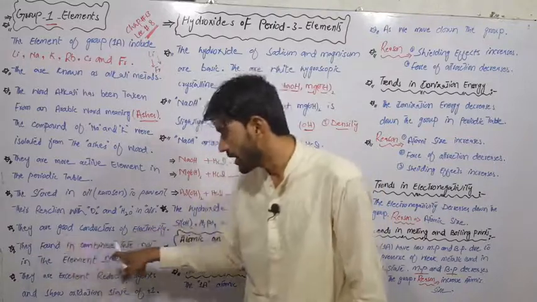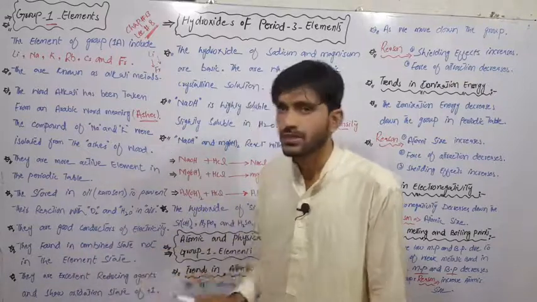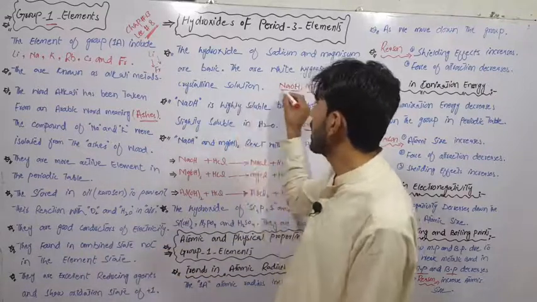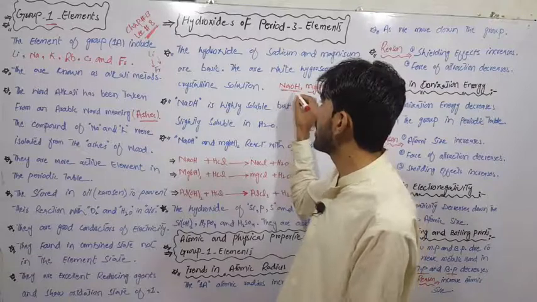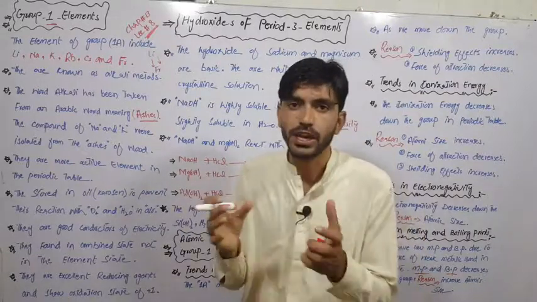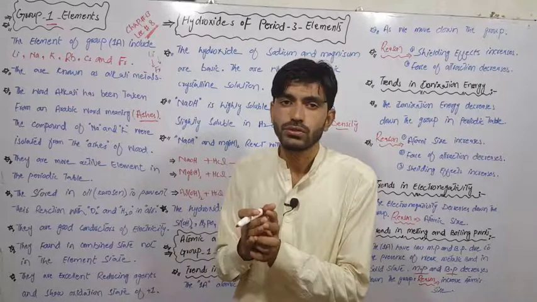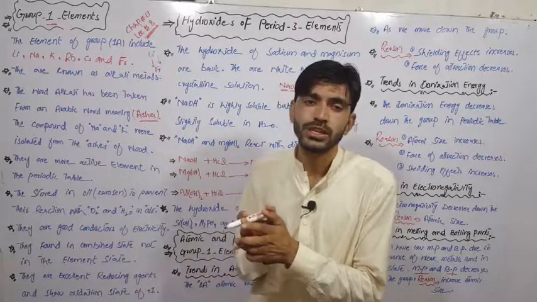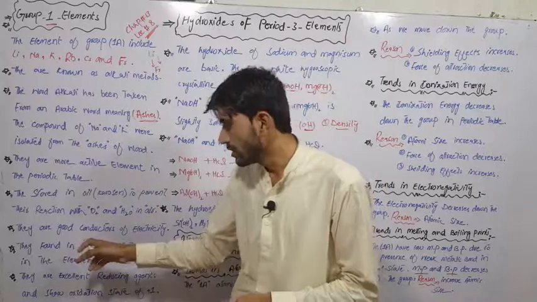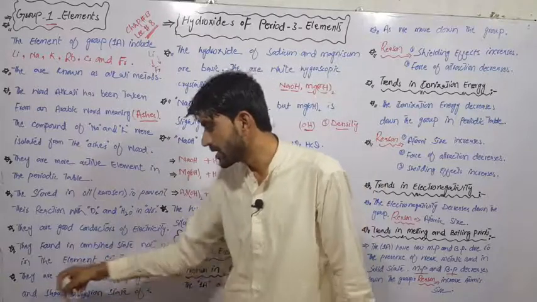They are found in combined state, not in the element state. How? In combined state, like sodium hydroxide as well as magnesium, they are in combined state, not in free state like argon. Clear? That's why their outermost shell is not complete. They make compounds or molecules. So that's why they are not in free state, they are in combined state.